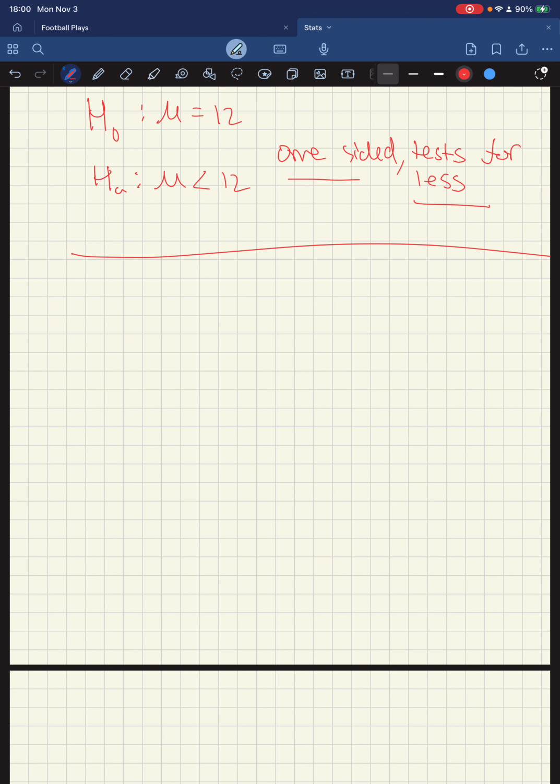Part 2, compute the test statistic z and find the p-value for the test. Show all steps. So using our formulas, z equals 11.92 over 0.24 times the square root of 40. Whoops, that's not right. Z equals 11.92 minus 12 over 0.24 times the square root of 40.